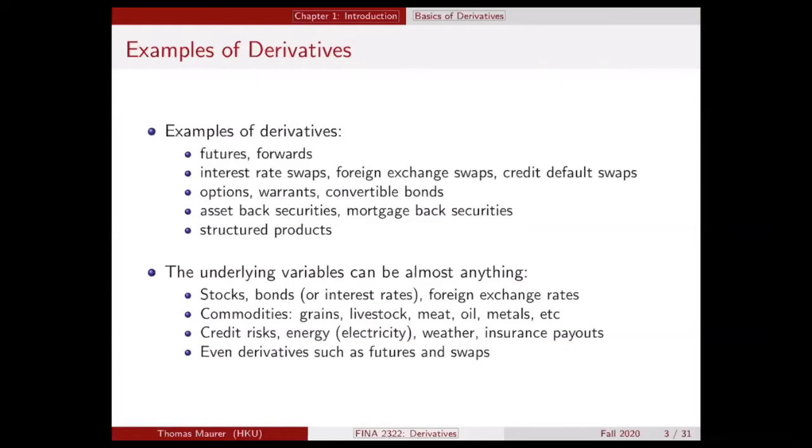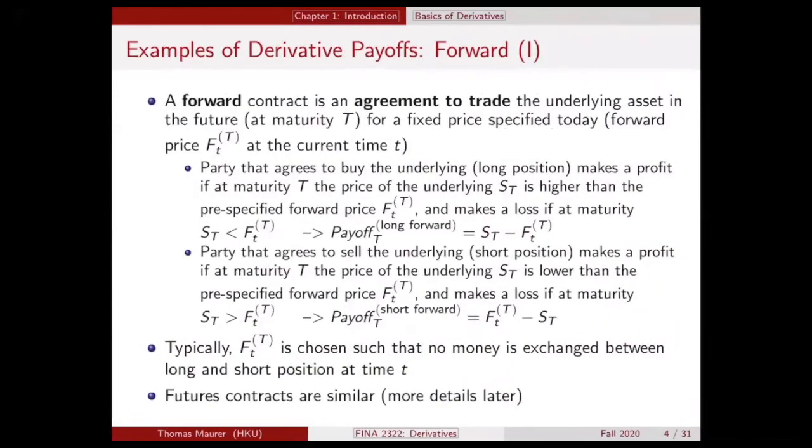So what does it mean? It basically means you can write derivatives on derivatives, and that's where things become really difficult. Let's look at one very simple example of a derivative, and we're going to talk about this much more in chapter 3 as well, and that's a forward contract. A forward contract is an agreement to trade an underlying asset at a future point in time, which we also call the maturity. In our course, we denote that maturity by capital T.